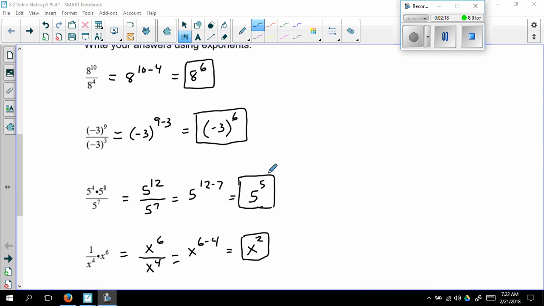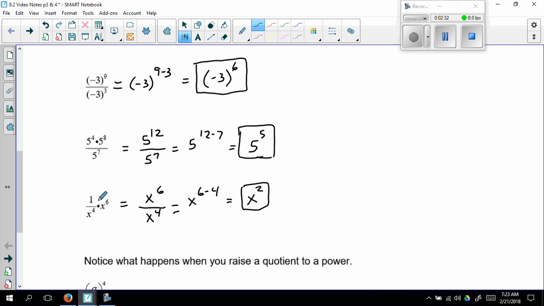On the third example, I used my product property first. I added 4 plus 8 is 12, and then I showed my work for my quotient property, and I get 5 to the 5th power. And then remember, when you're multiplying fractions, I can just think of this as 1 times x to the 6th. That's how I ended up with this fraction. And then I used the quotient property and I got x squared.